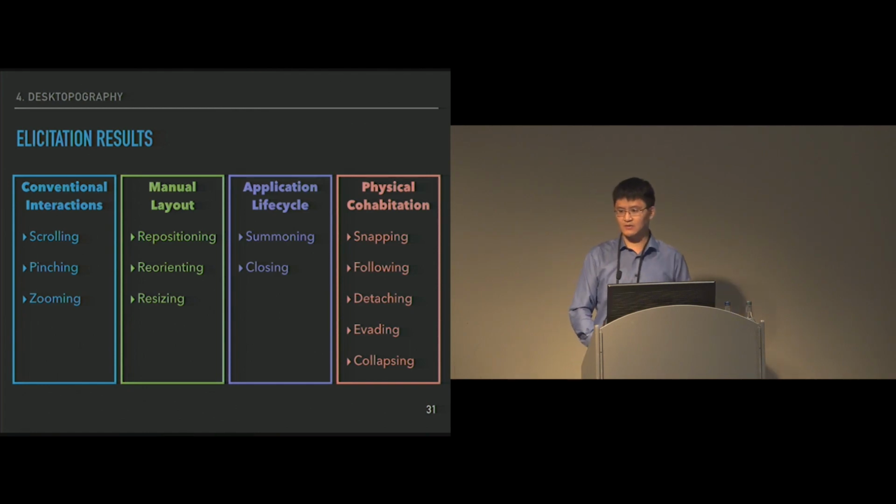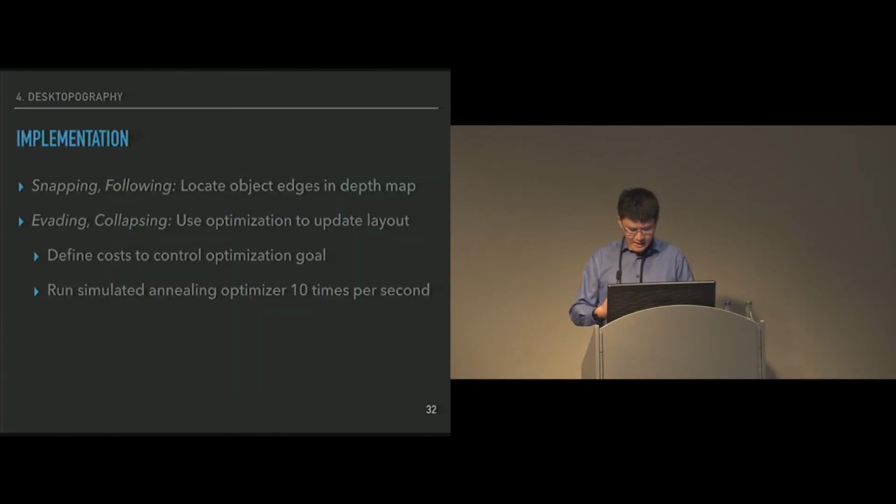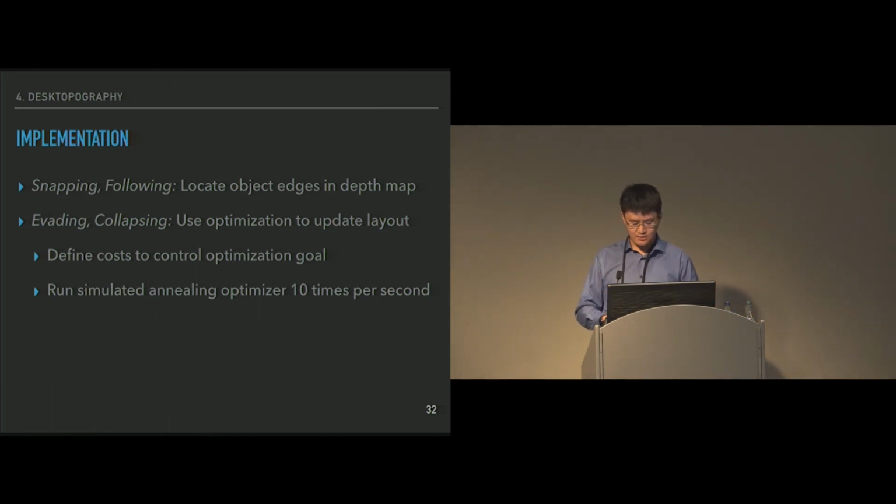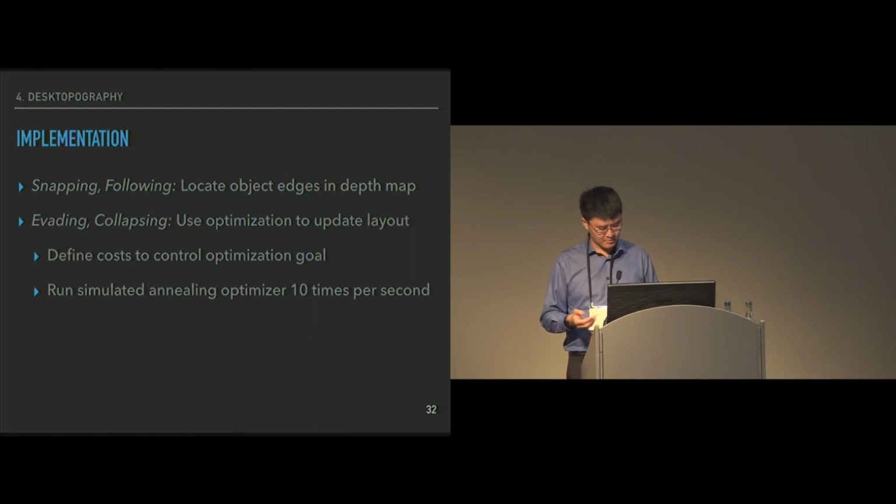So to actually implement all of this into a real system, I built a system called desktopography, named after the fact that it essentially scans the topographical map of a user's desk, identifying different objects in the scene. And besides the standard touch interactions, it supports snapping and following behaviors by basically tracking object edges in the depth map.